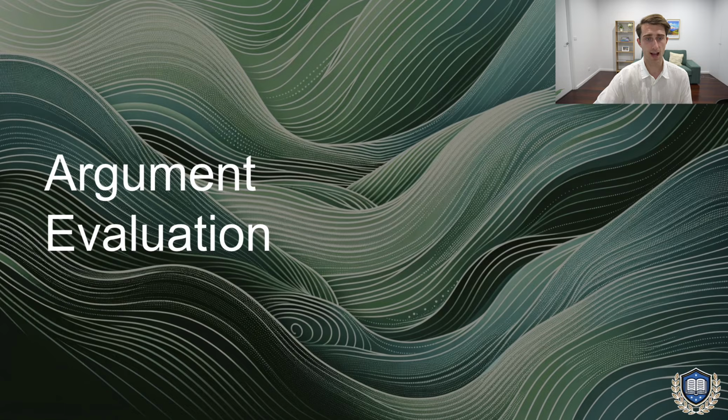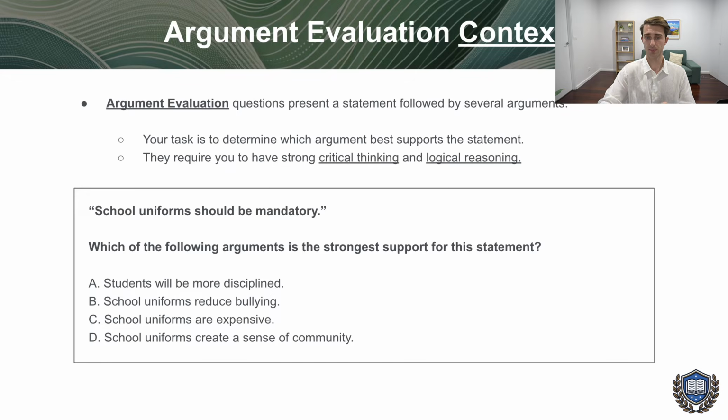Now, final one is argument evaluation. This question type was fairly new. We haven't really seen it before. This is what it looked like. It presented a statement followed by several arguments, and your task was to determine which argument best supports the statement. What this is testing is your critical thinking and logical reasoning skills. It's good because it's a fairly easy question to really master, I'd say, but it also helps you for other sections, for example, persuasive writing and essay writing. If you have the skills required to be a strong persuasive writer, a strong essay writer, it carries over to these questions really well.